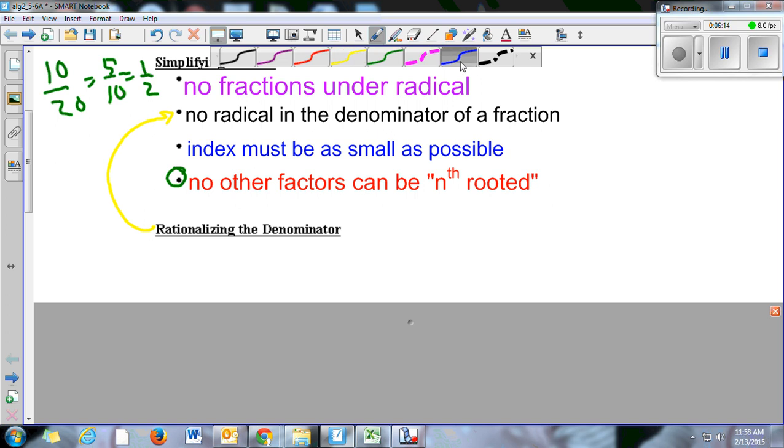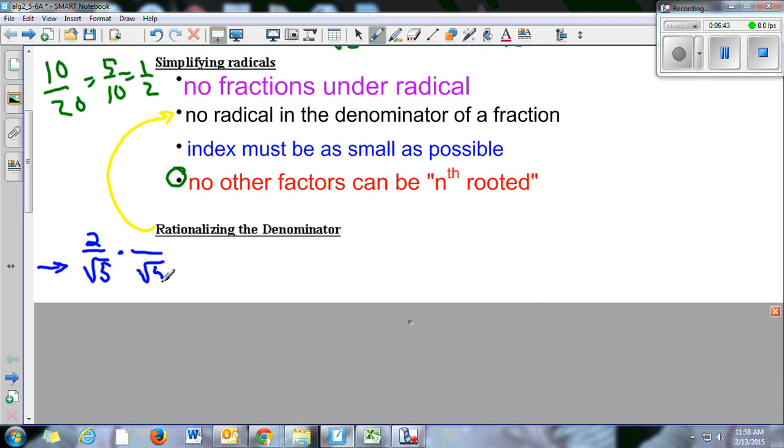So let's say we've got an example here: 2 divided by the square root of 5. Obviously the square root of 5 is a radical, and we don't want radicals in our denominator. So I'm going to multiply my first fraction by a second fraction, determined by whatever I have in my denominator. I have square root of 5 in my denominator, so I'm going to multiply by the square root of 5 over the square root of 5.